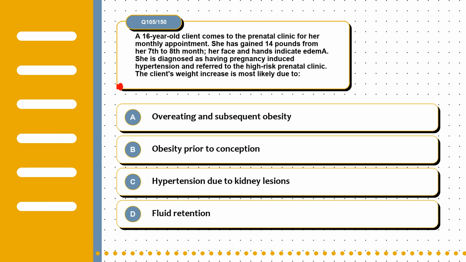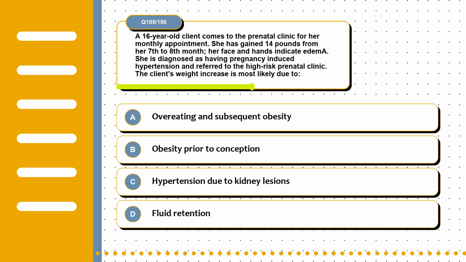Question 105. A 16-year-old client comes to the prenatal clinic for her monthly appointment. She has gained 14 pounds from her 7th to 8th month. Her face and hands indicate edema. She is diagnosed as having pregnancy-induced hypertension and referred to the high-risk prenatal clinic. The client's weight increase is most likely due to.